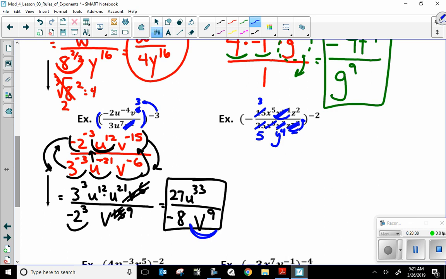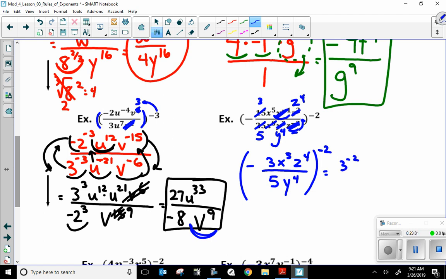Z2 and Z2 becomes Z4. So let me rewrite this. I have negative 3/5. I have x to the 5th on top and z to the 4th on top. In the bottom, I just have y to the 4th. Now, let's apply a negative 2 to all of these things.